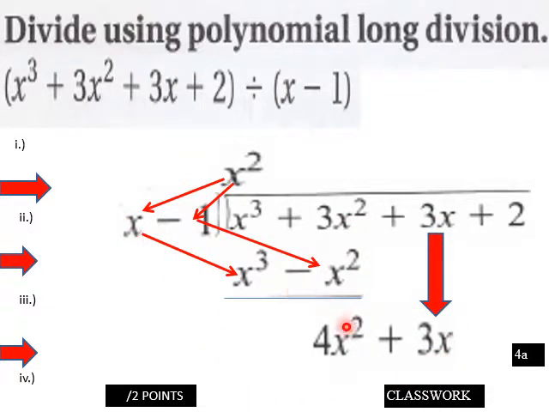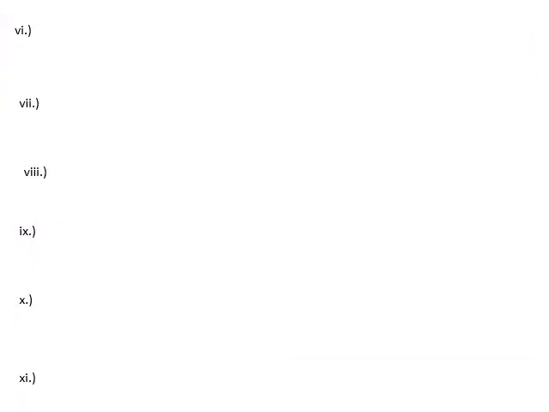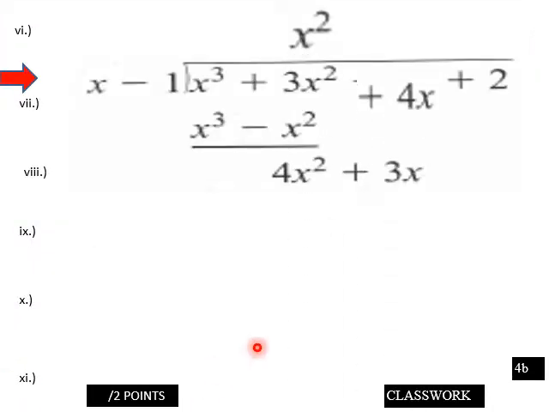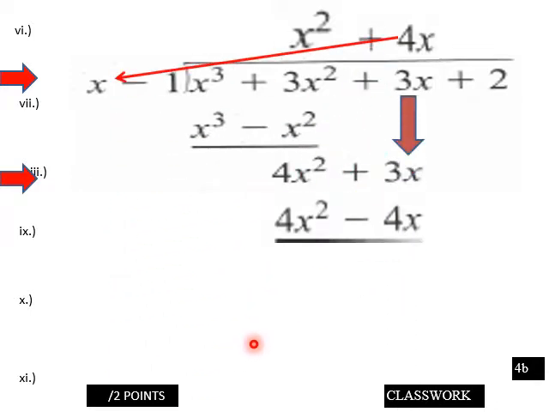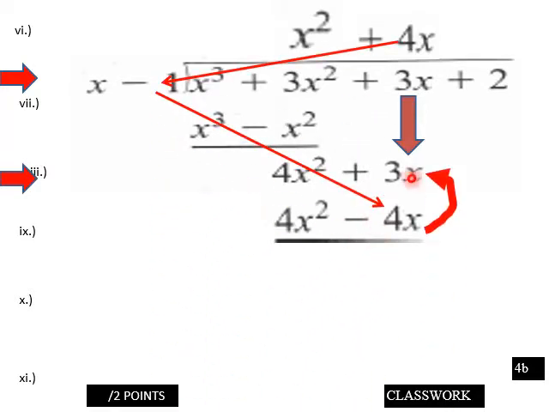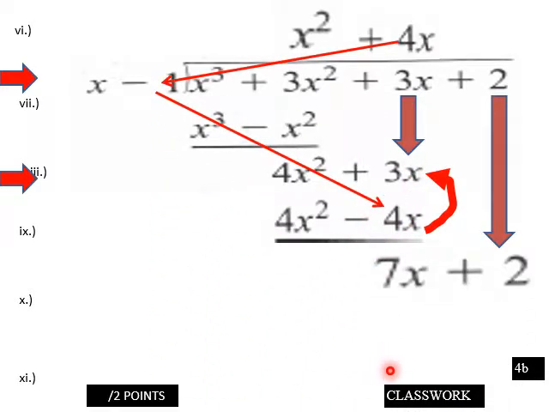How many times will x go into 4x squared? It'll go 4x times, will it not? Yes, it will. So 4x times x minus 1 would be 4x squared. Then 4x times negative 1 would be negative 4x. Change signs and add. So this becomes positive 4x plus 3x. That would be 7x. We drop down our 2.